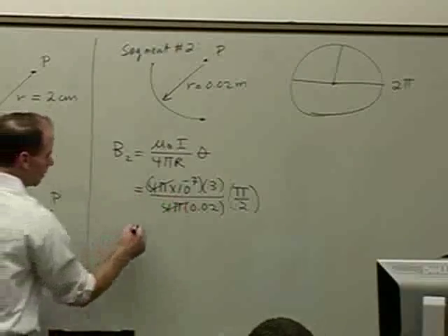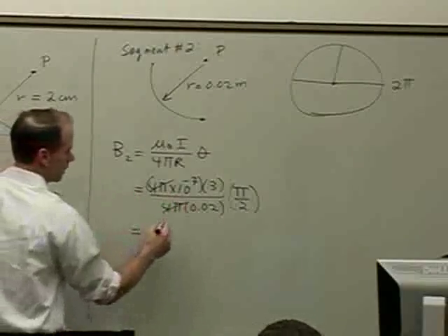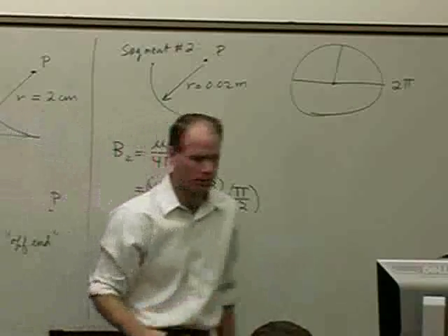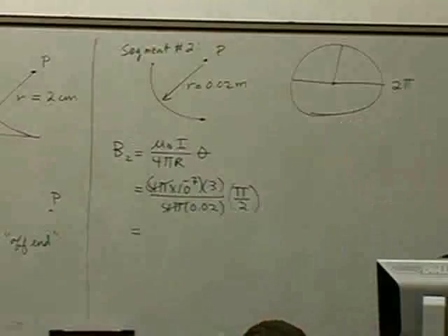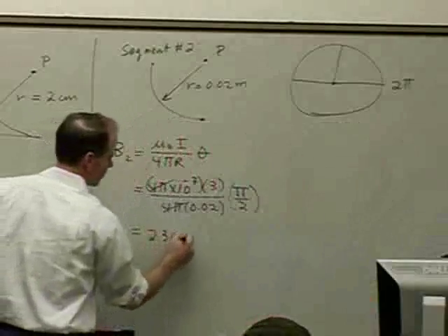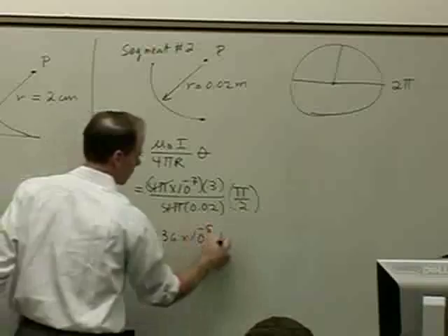So we have, let's see. I got 2.36 times 10 to the minus 5 tesla.